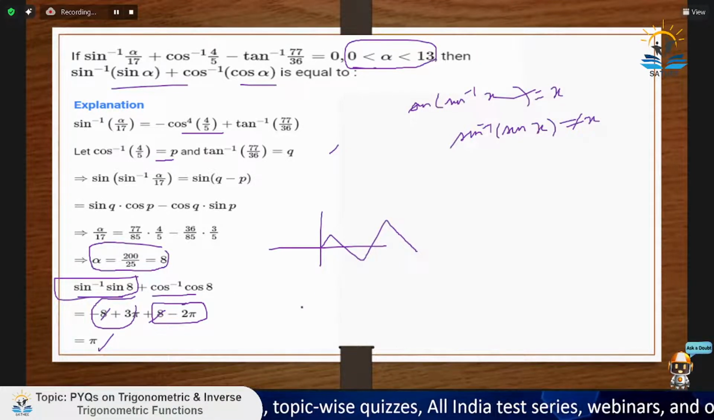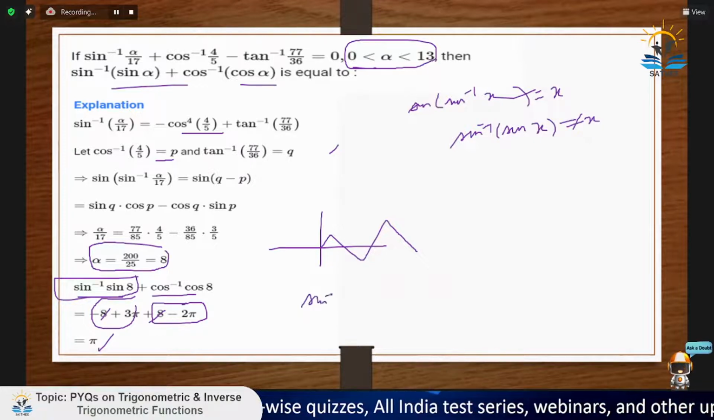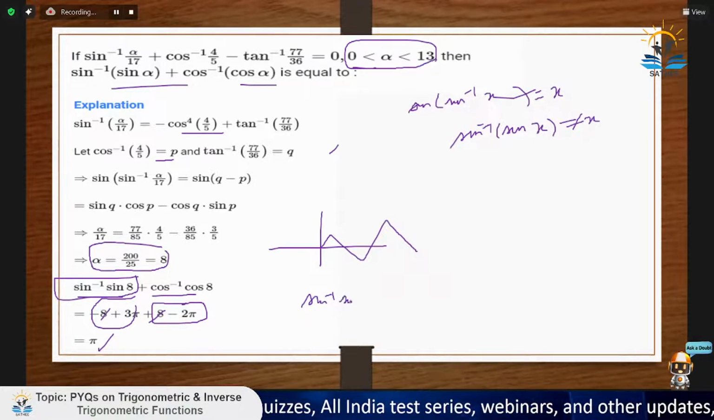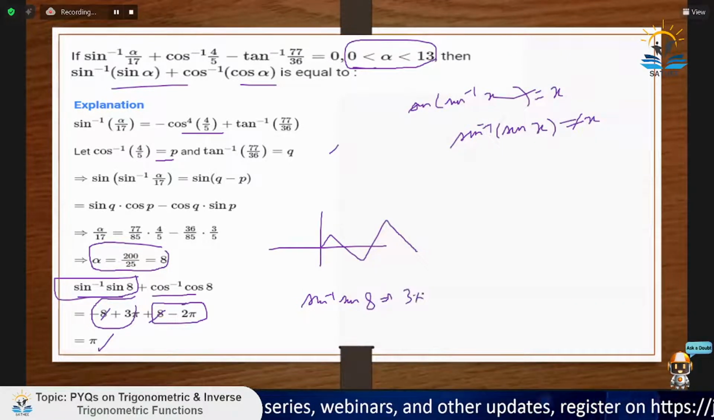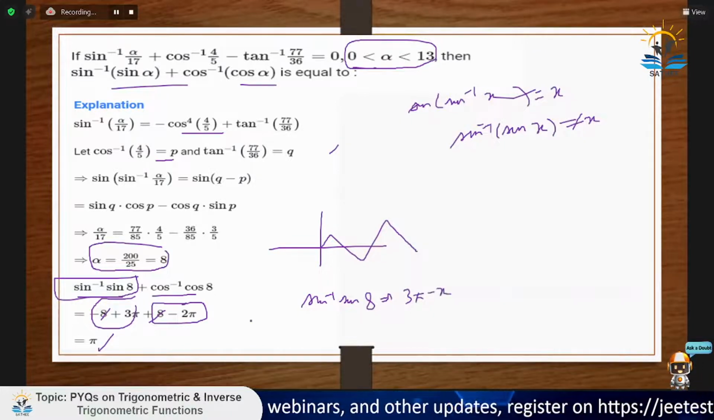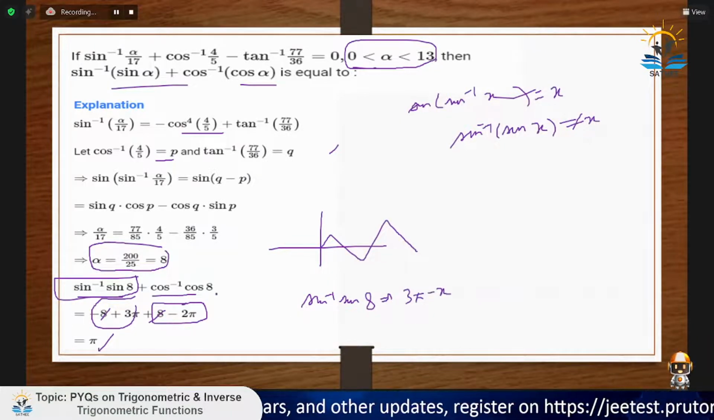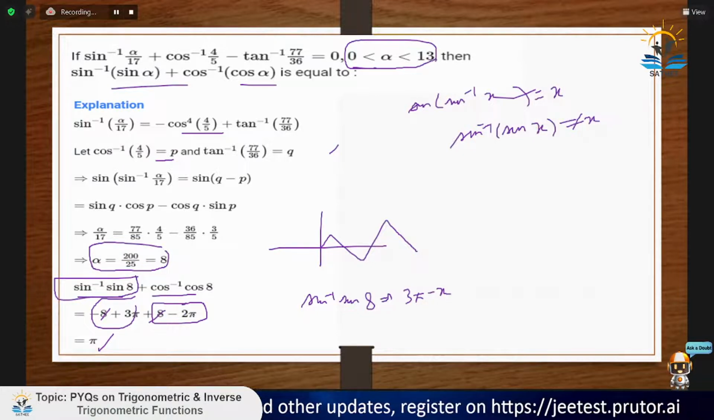Basically, sine inverse sine 8 lies on the line 3 pi minus x. Therefore from here I got 3 pi minus 8. Similarly, cos inverse cos 8 I will get on the line x minus 2 pi. So from there I will get pi as the final answer.